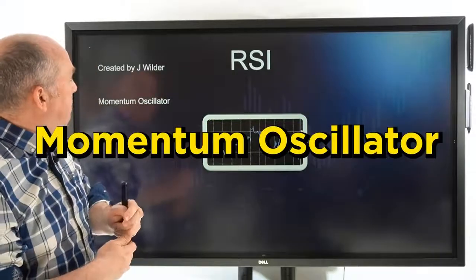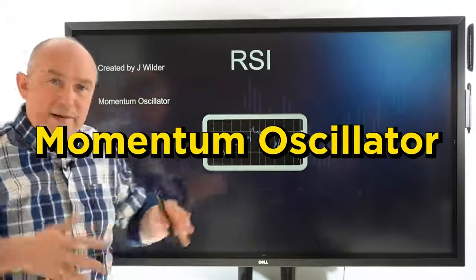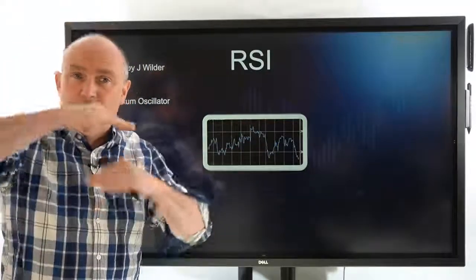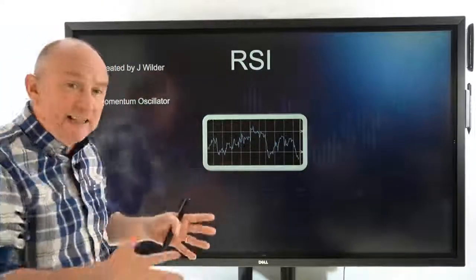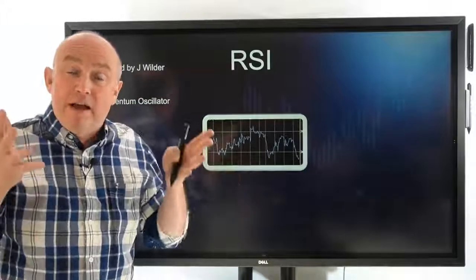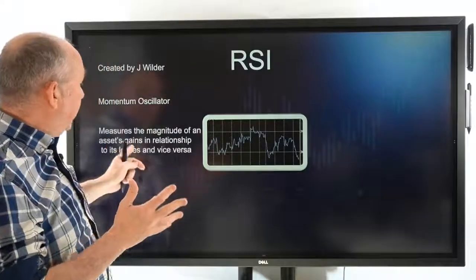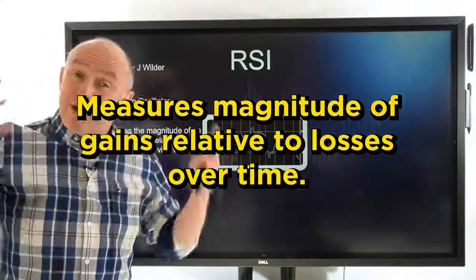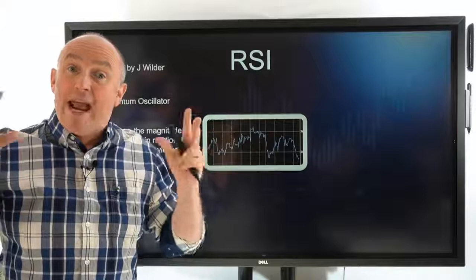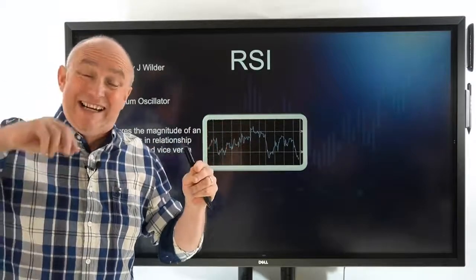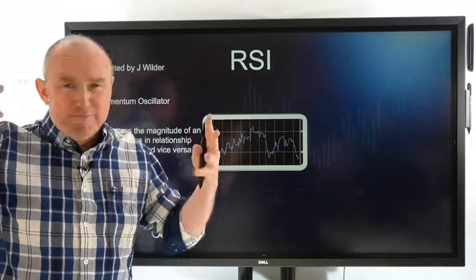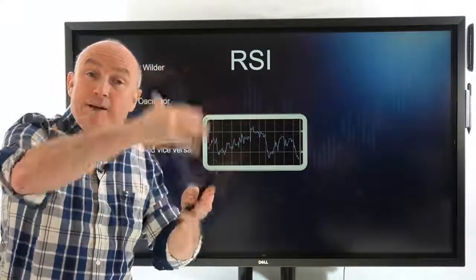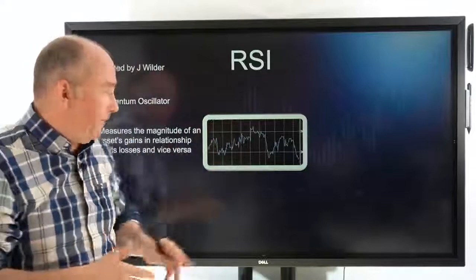Okay, it is a momentum oscillator. Momentum basically meaning gauging the speed of a move, and it obviously ranges between levels. More about that in a second. But momentum, basically, it measures the speed of the asset's move. Okay, so it measures the magnitude of the asset's gains in relationship to its losses over a certain period of time. In the next slide, I'm going to show you the formula, which might explain that a little bit more. But it's basically comparing the gains in a period over the losses in a predefined period.